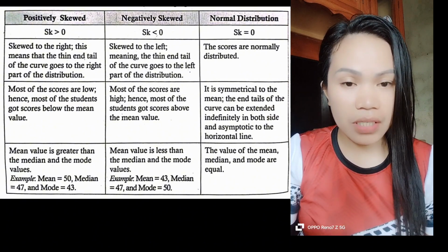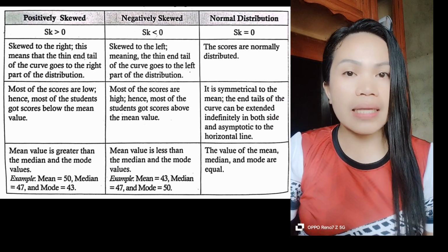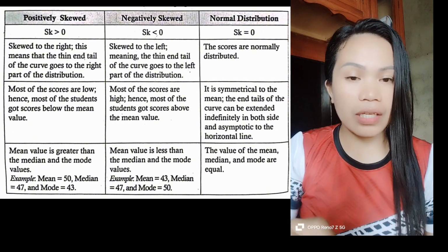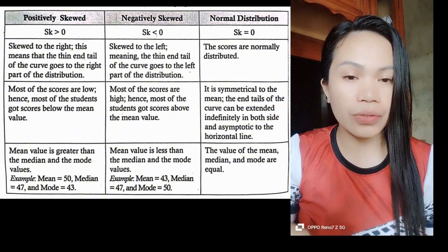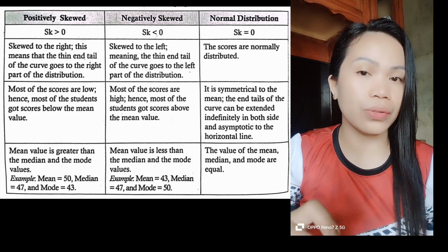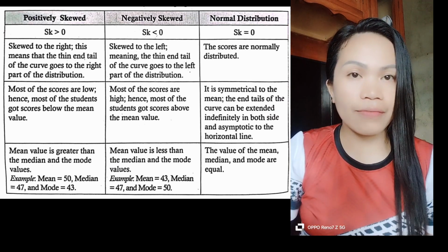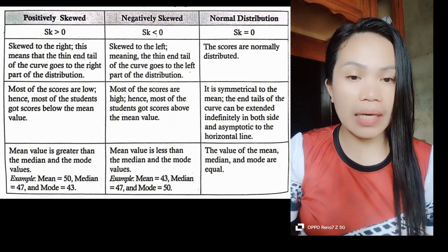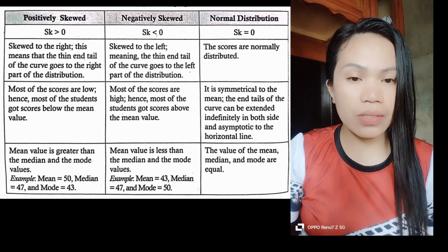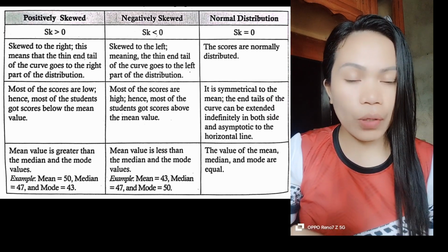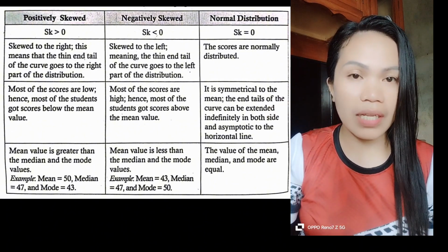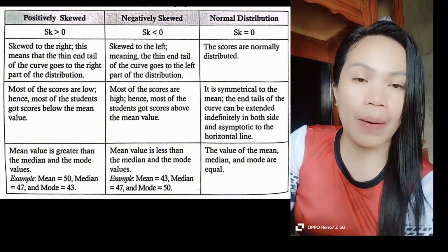So that means the value of the mean, median, and the mode are equal. While for positively skewed, the mean value is greater than the median and the mode value. For example, mean is equal to 50, median is equal to 47, and the mode is equal to 43. And for negatively skewed, the mean value is less than the median and the mode value. For example, the mean is 43, median is equal to 47, and the mode is equal to 50.